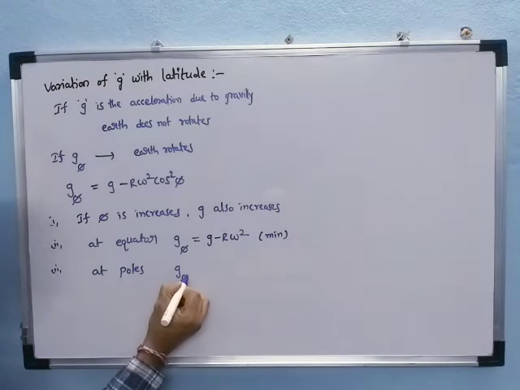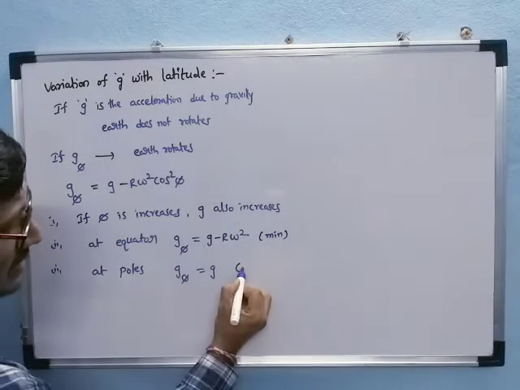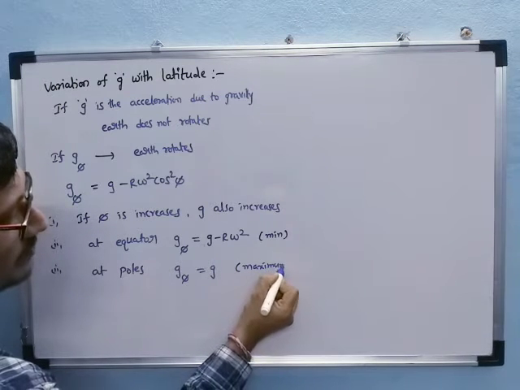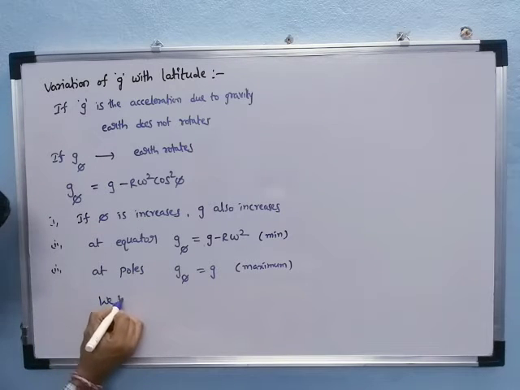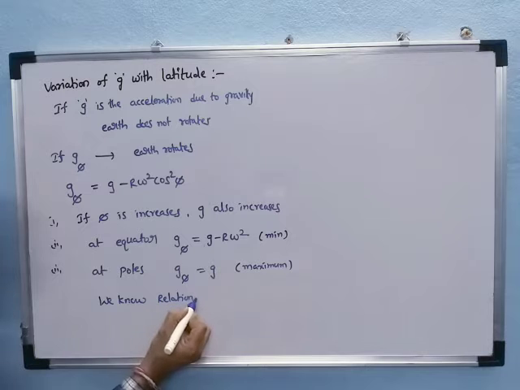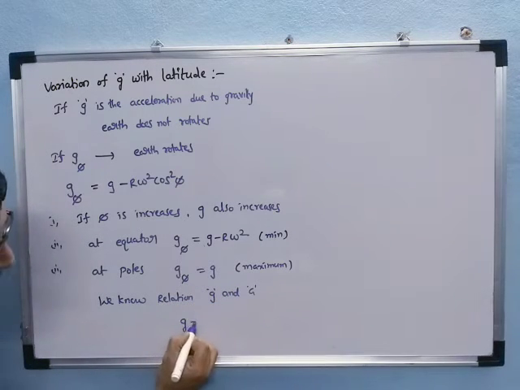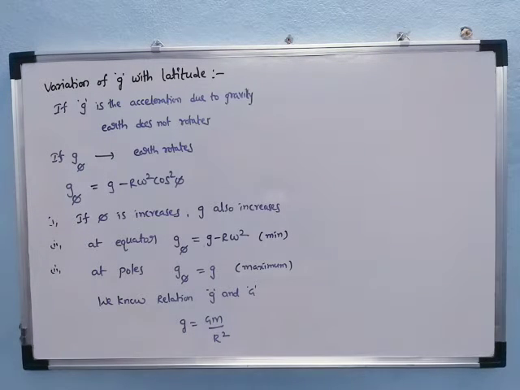At the poles, g phi is equal to g naught, that is, g. The acceleration due to gravity at the poles is maximum. We know the relation between small g and capital G: g is equal to GM by R square. If the acceleration due to gravity increases, the radius decreases.